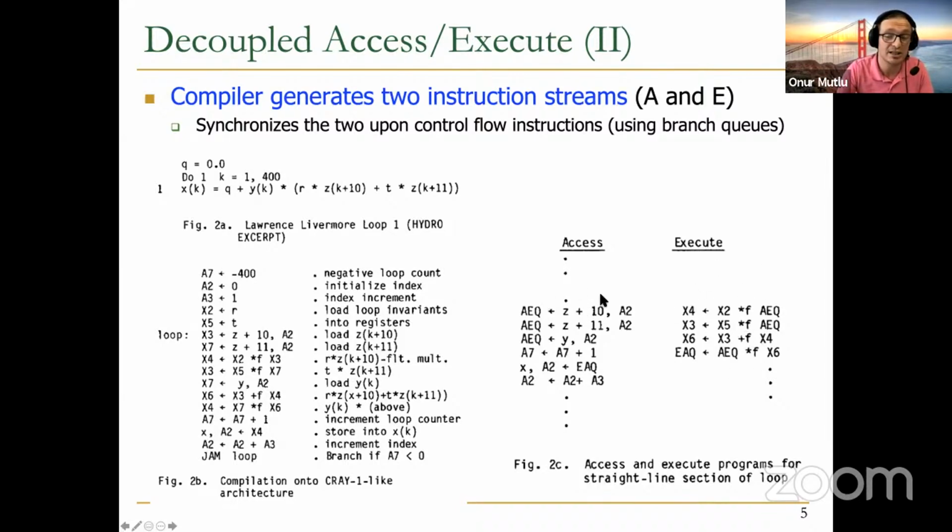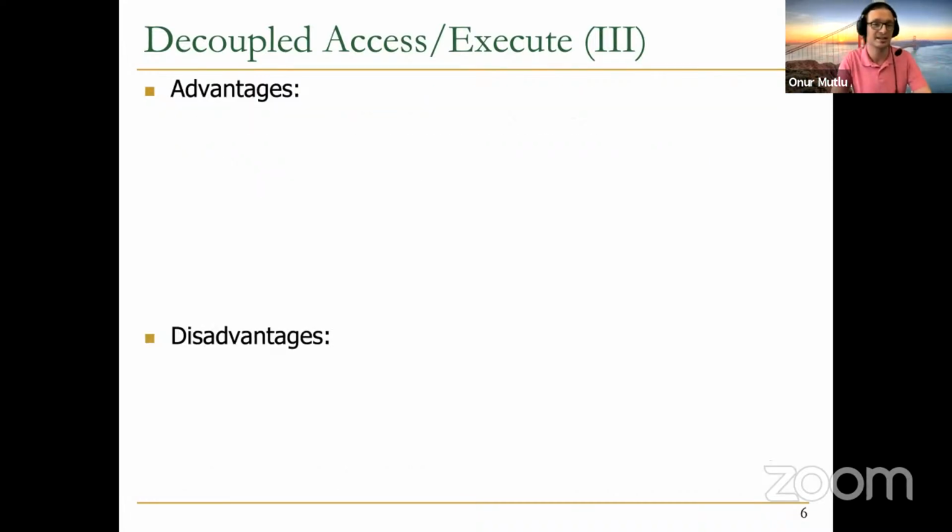And whenever you need to communicate a memory access result to the execute processor, you need to put it into the access-to-execute queue. You can see these memory accesses go to that queue, and you can see that the execute engine takes from that queue and could put the result into the execute-to-access queue. So communication happens through these queues. Okay, you can take a look at it if you're interested in more detail.